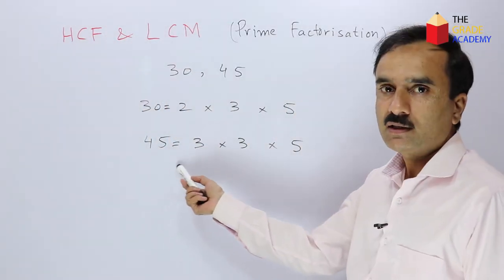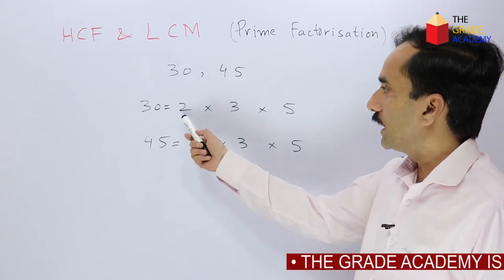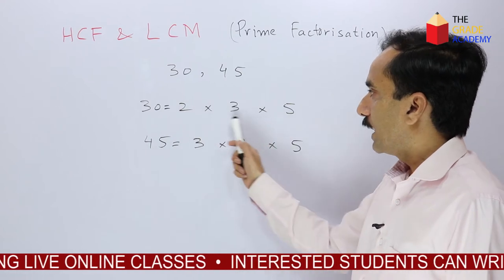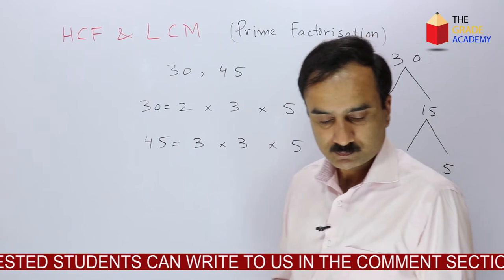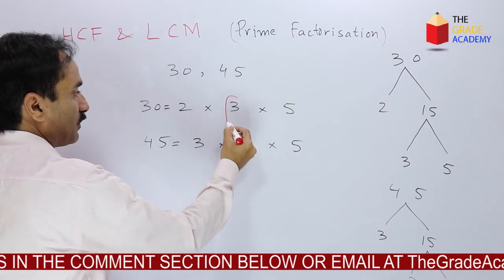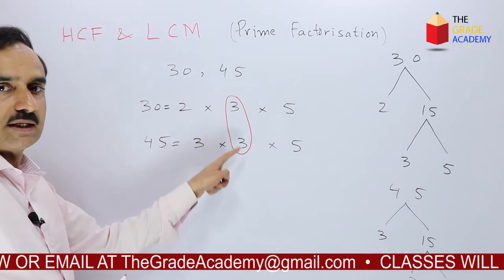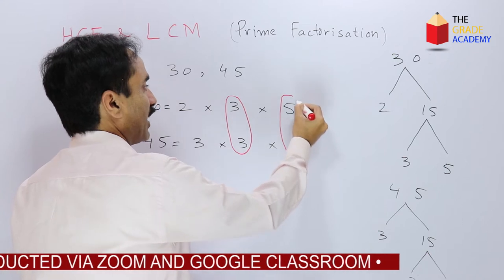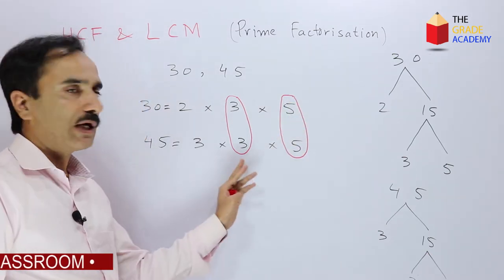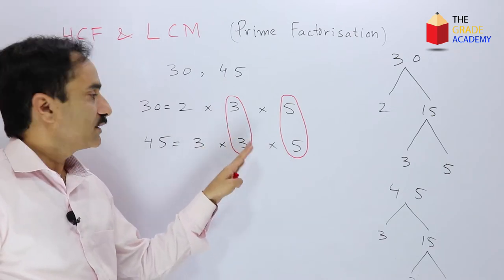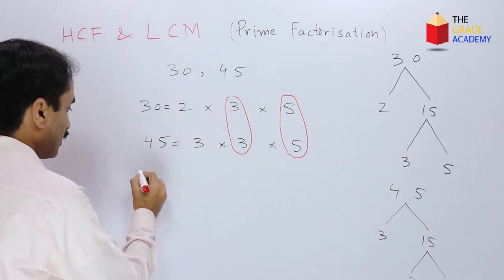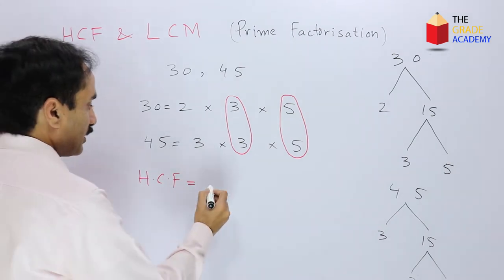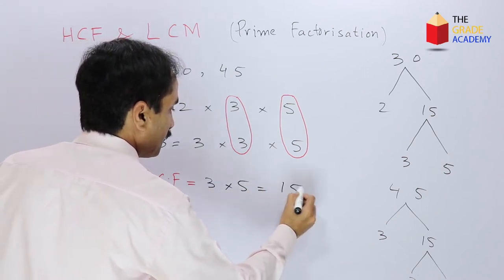HCF is found by multiplying all the factors which appear in both of these two lists. So which are the numbers which appear both as factors of 30 and factors of 45? Three, so this factor is common in both 30 and 45. Similarly, 5 is a common factor. So to find HCF, we multiply these factors which appear as factors of both of these two numbers. So HCF is 3 times 5, which is 15.